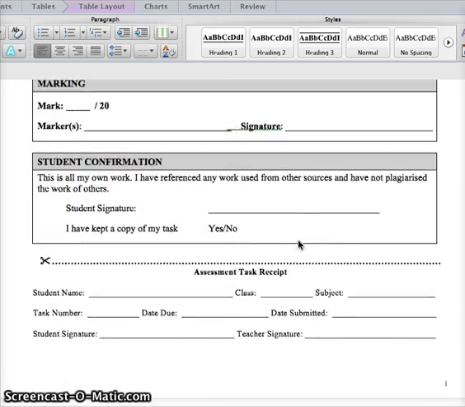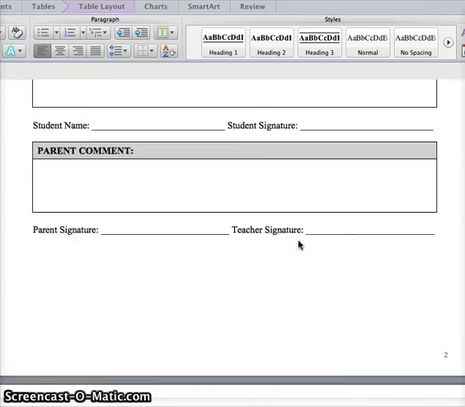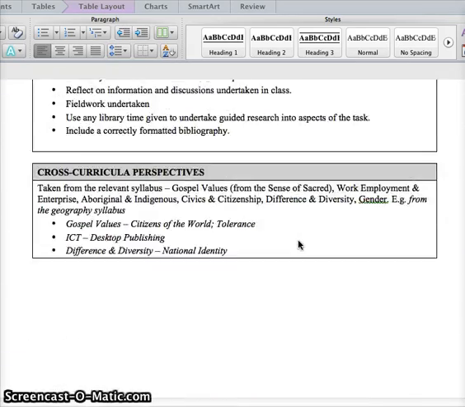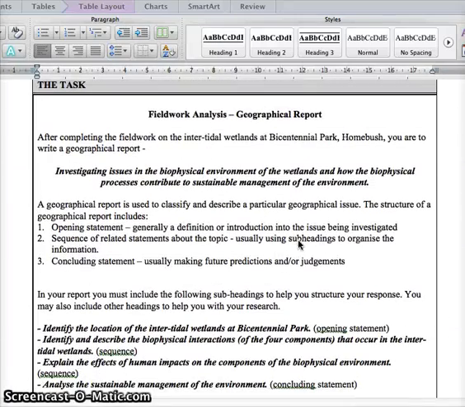So if you scroll down through to the assessment task, I'll go straight to the actual task that you need to do, and that is the field analysis here. So we went on our excursion, we conducted some field work, we found out some information about Bicentennial Park and in particular the wetlands there, the intertidal wetlands. So we're just reporting on that. Now don't get confused with all this over here, I will go through that with you, but let's just focus on the actual question, what it asks us to do.